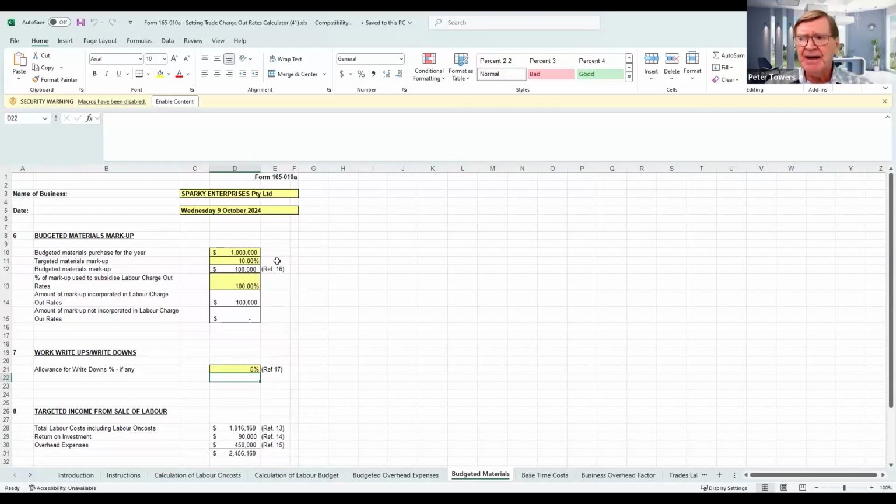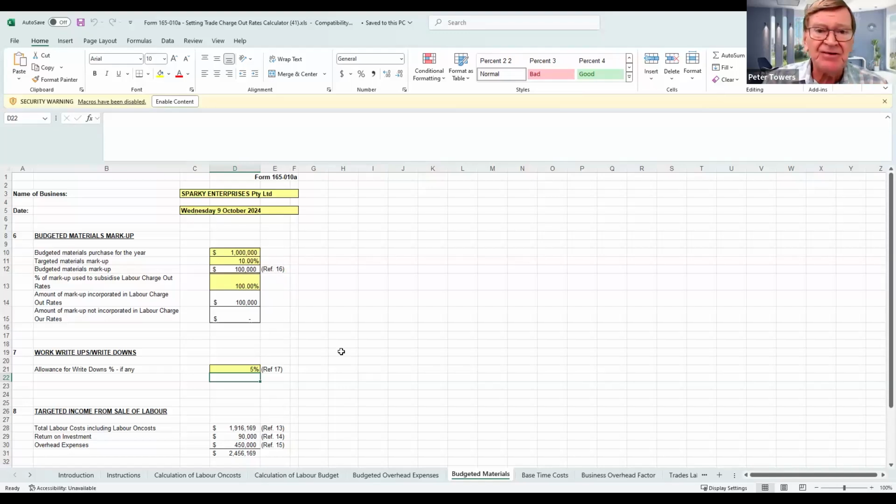How much do they want to mark it up? I put in there 10%. Some people mark it up 15%, may even go higher, to cover the time that's spent in going and buying these goods and services. That might be done by someone within the office. Some businesses, of course, have a specialist employee that does that. So we're generating a profit of $100,000.